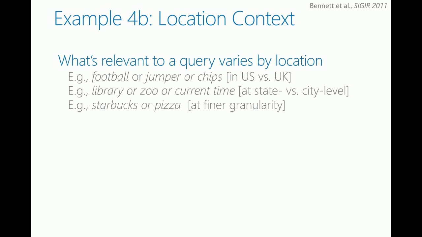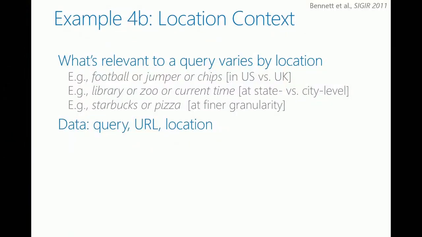If I type in Starbucks now, I don't really want to know about the corporation. I don't want to know about things that are close to where I live in Boston. I want to know about stuff that's relative to me now. And so there are really interesting signals about your current location that can provide insights about what you're likely to be looking at.